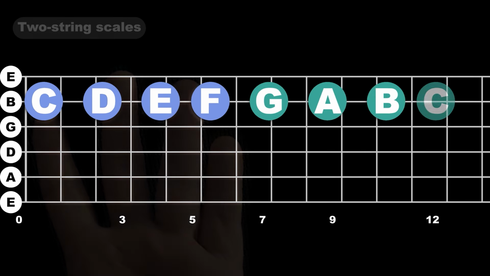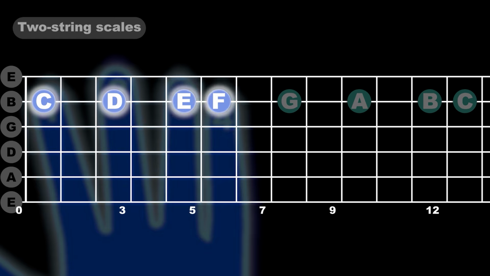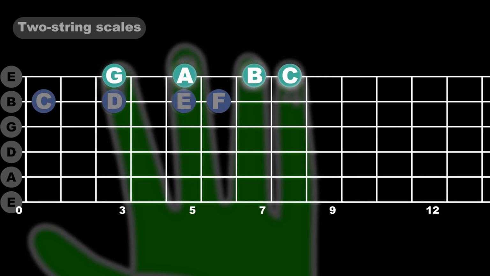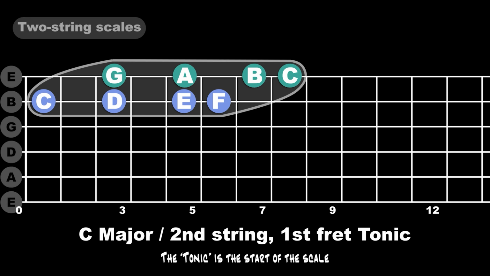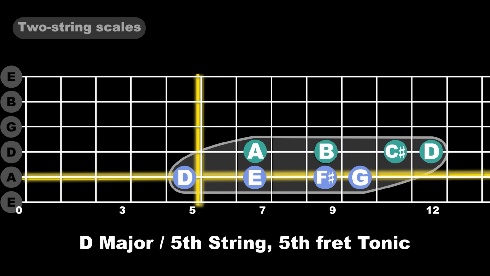We'll play our first two-string scale, starting in the same place as before. The first fret on the B string for the first tetrachord. Now we'll shift to the third fret on the high E string for the next four notes. This is a two-string C major scale with the second string, first fret, tonic. If we place the tonic on the fifth string at the third fret, the scale will be an octave lower. Shifting the tonic to the fifth fret of the fifth string gives us a D major scale.